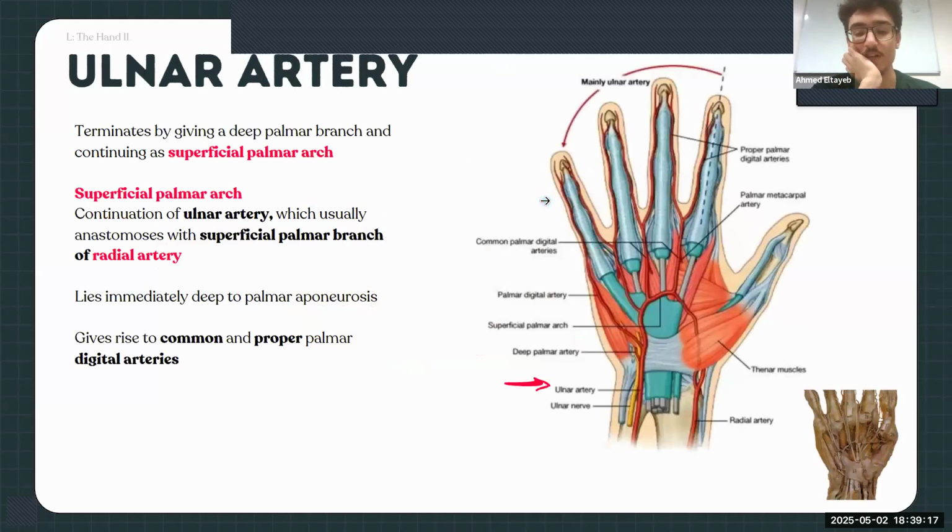Now, ulnar artery. We talked about the branches, the collateral, the recurrent. Anyway, now we're talking about the superficial palmar arch. Okay? We mentioned that it anastomoses with the deep palmar arch coming from the radial artery, and then it will give us digital arteries. Okay? So we said palmar metacarpal arteries are coming from the deep arch, whereas the superficial arch will give us the digital arteries, the common and proper palmar digital arteries.